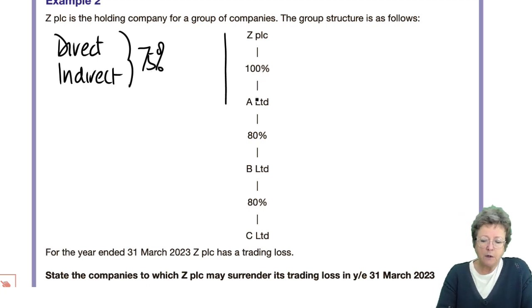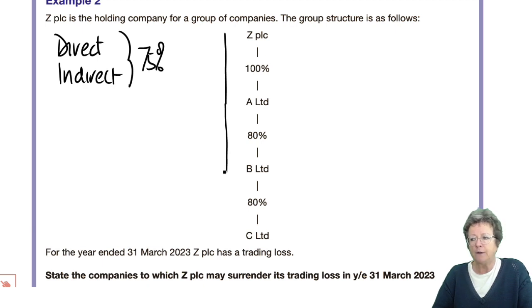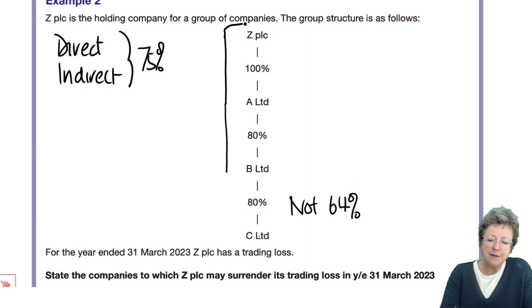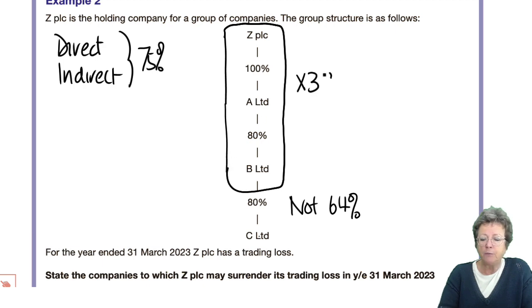Now, A owns 80% of B. Therefore, Z's indirect holding of B is more than 75%. But if we go further down, because B owns 80% of C, C's indirect holding is now only 64%. So Z is in a group with A and B. There are 3 of them in the group.